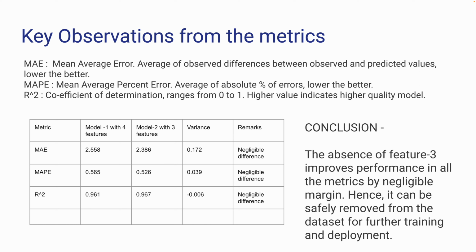If we see the difference in the metrics between the 2 models, model 1 and model 2, we see that there is a very negligible difference, and hence the conclusion of this case study or experiment is that we can remove the feature RH, relative humidity, and make our data set shorter with almost no impact to the performance of the model. Thank you.